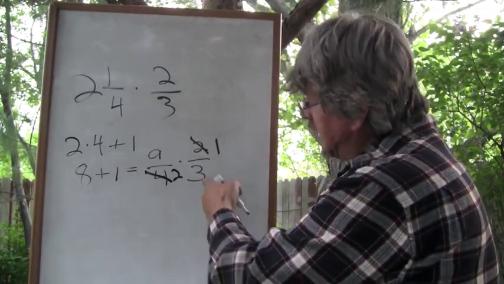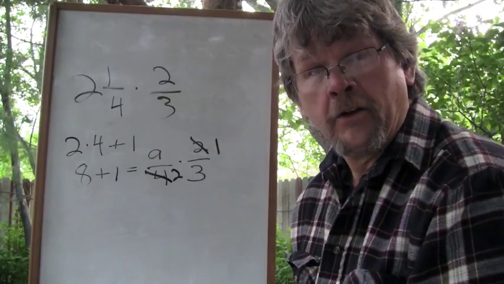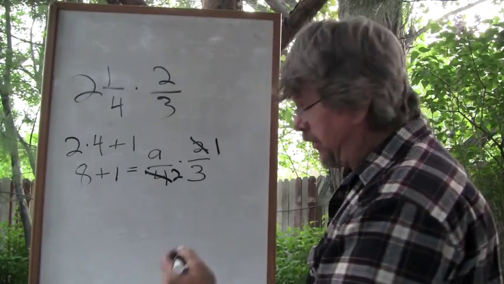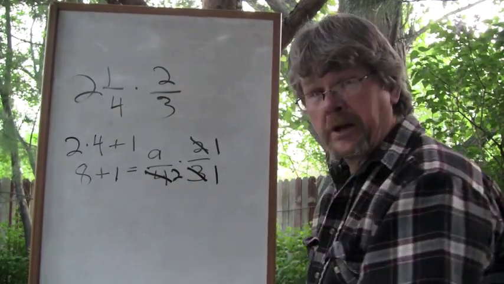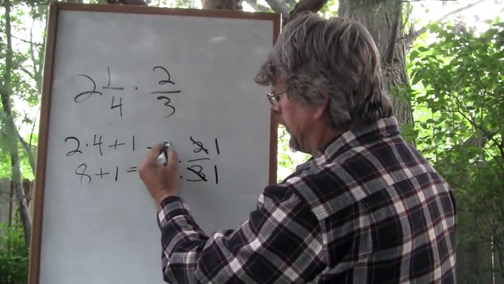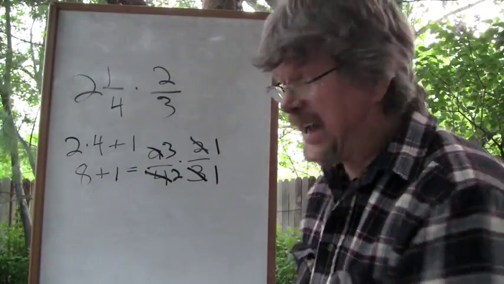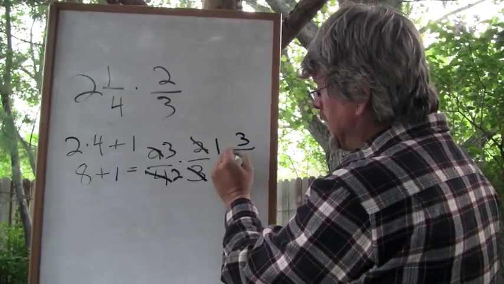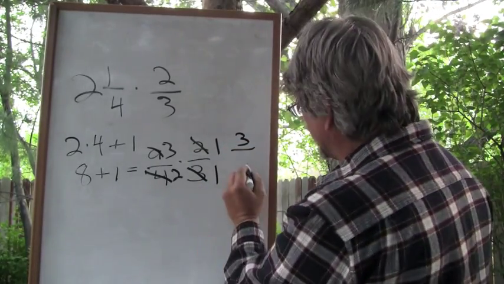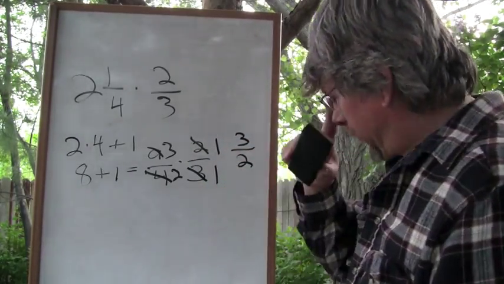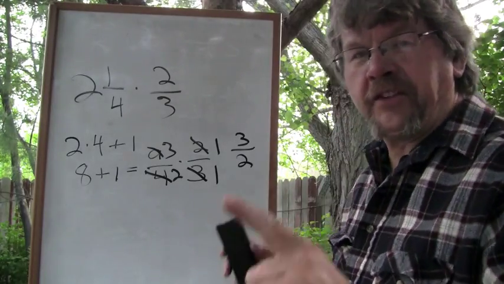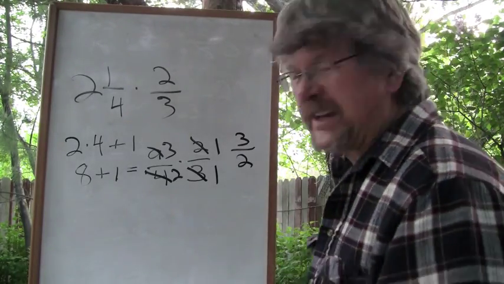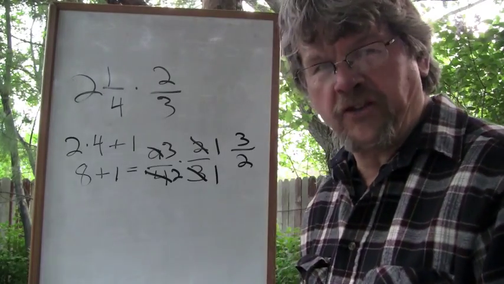3 is a factor of 9. So we can reduce this. 3 goes into 3 1 time. 3 goes into 9 3 times. Now we have a piece of cake. 3 times 1 is 3. 2 times 1 is 2. This is 3/2. Now this is a beautiful case for me to show you an illustration here.